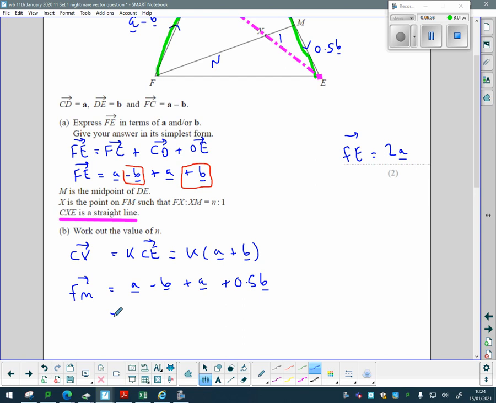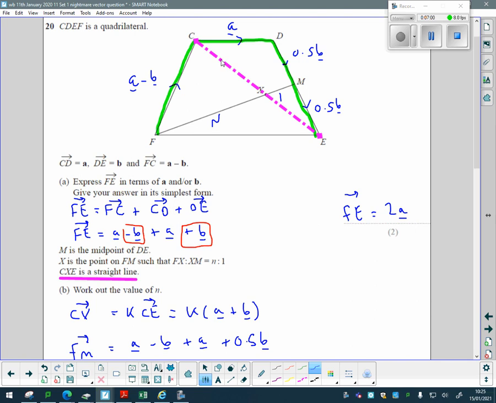So we've got two positive A's, so that's 2A, and we've got minus B plus a half B, so that's minus 0.5B. I mean, as well as being conceptually difficult, it's technically difficult as well.